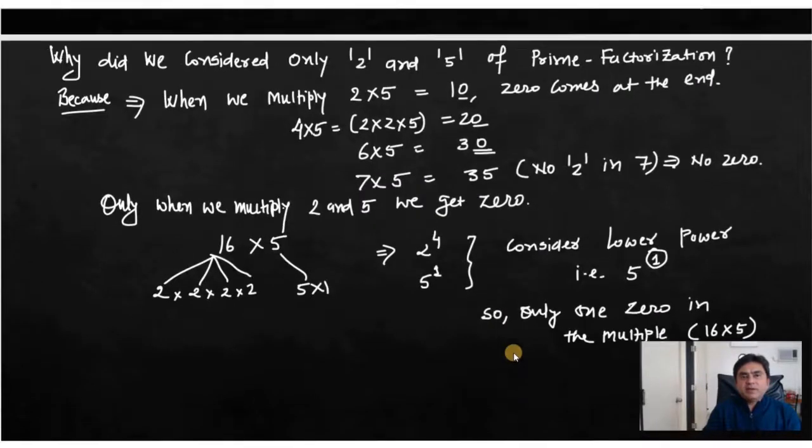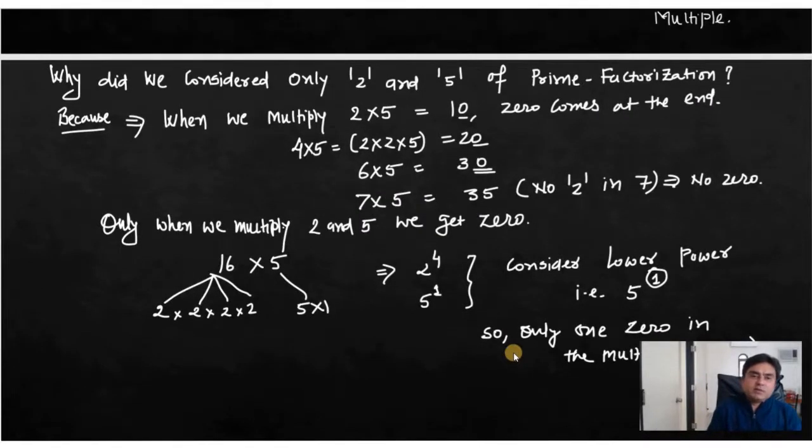Why did we consider only 2 and 5? The question may come to your mind: why only 2 and 5, and why not other values like 3, 7 and other factors? Why did we not consider them? Because when we multiply 2 with 5, you will get 10.